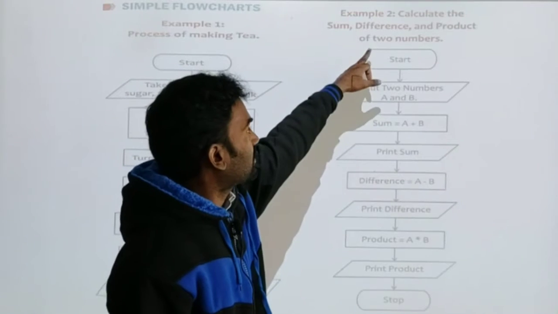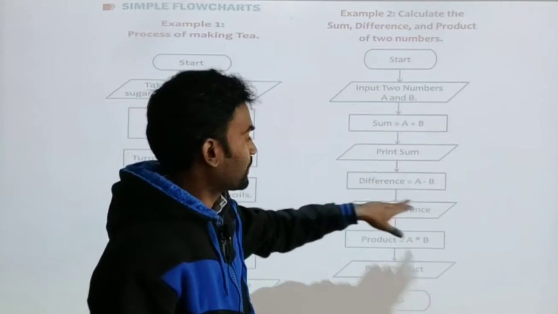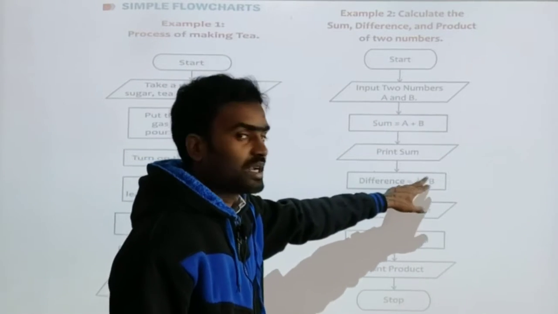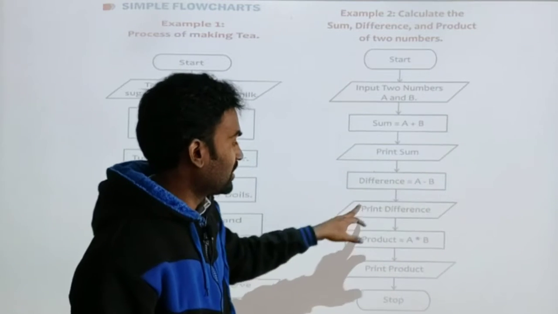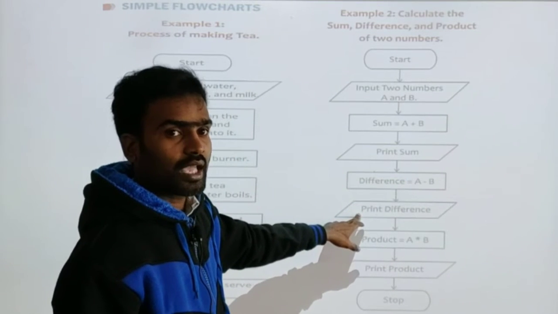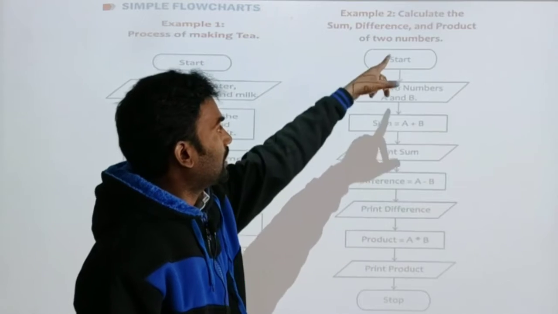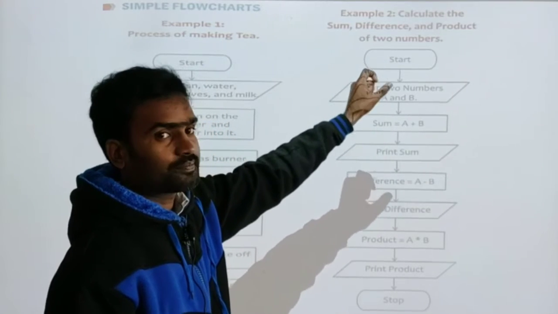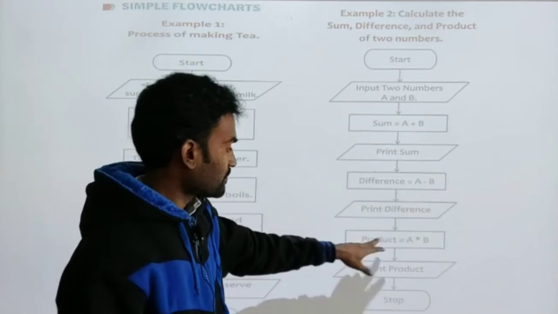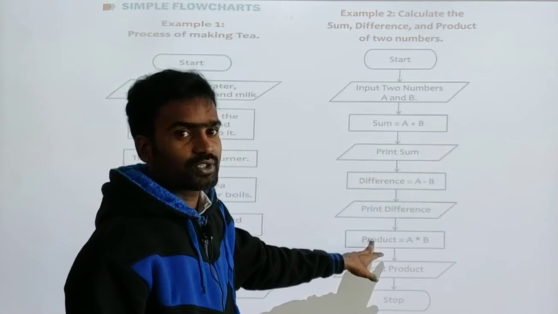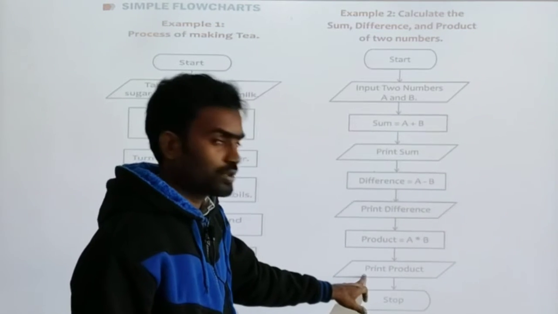And the next task is difference. So again process A minus B. After finding the answer, print the result. Okay. And again the same. Then the last one, product, which means multiplication. So process box. They process the work and they show the result.